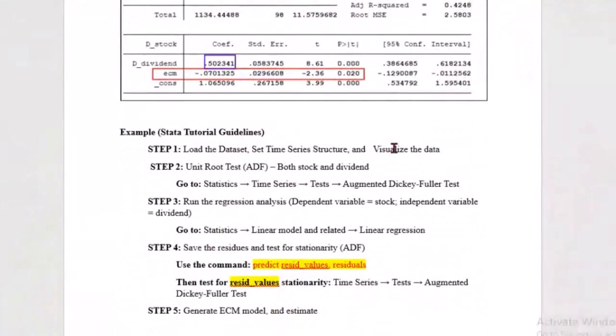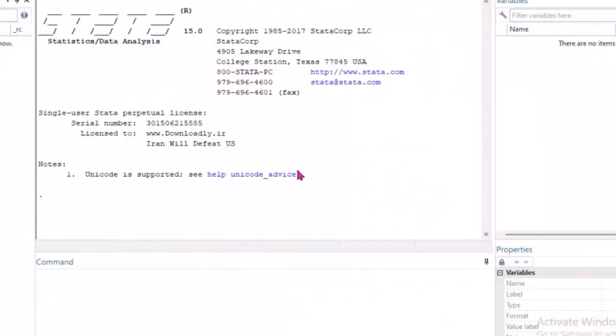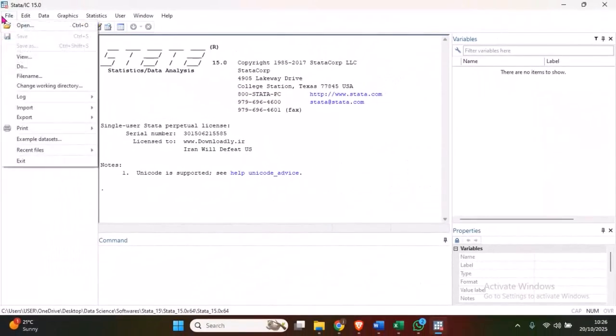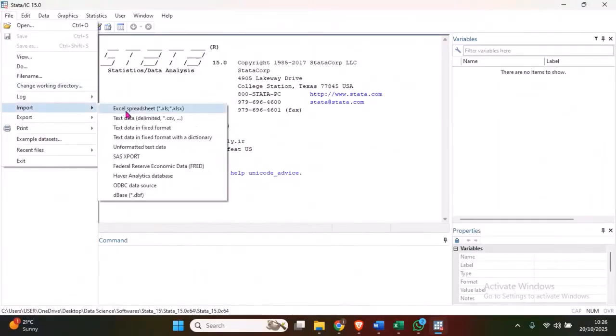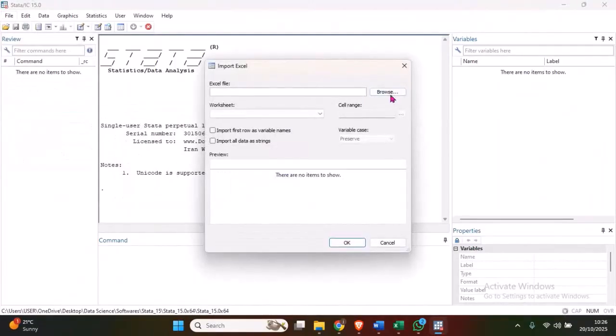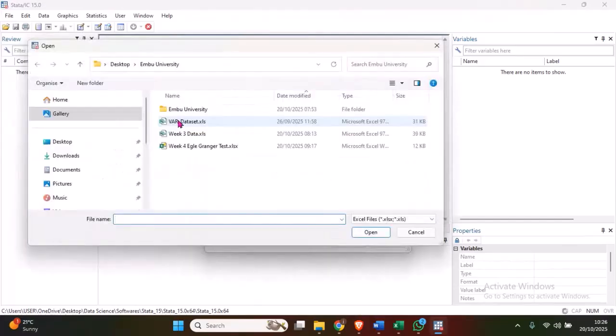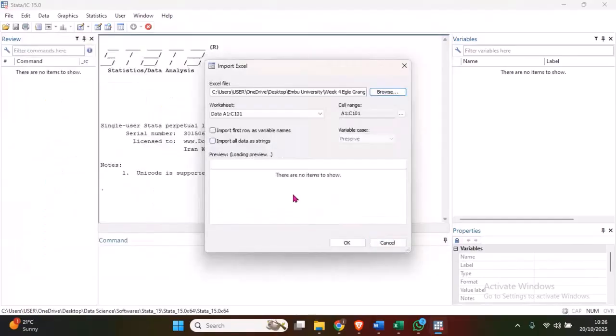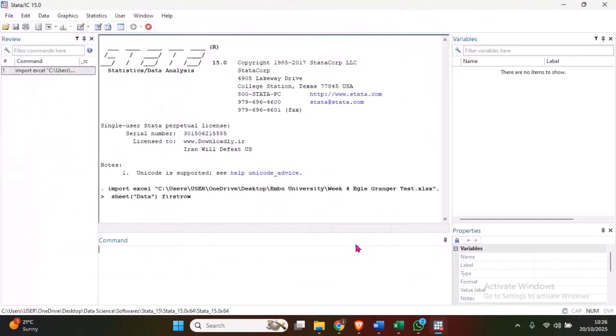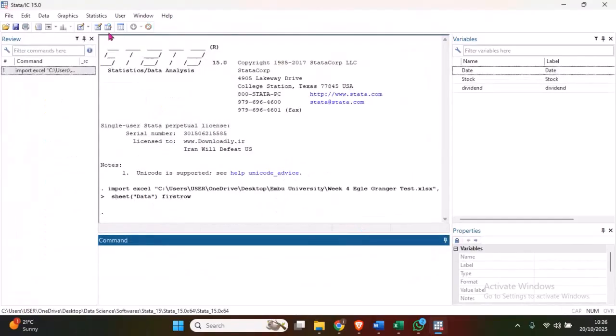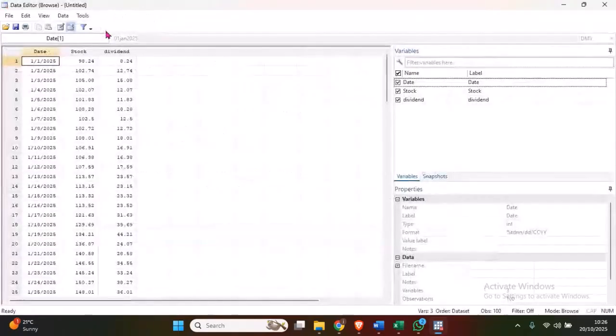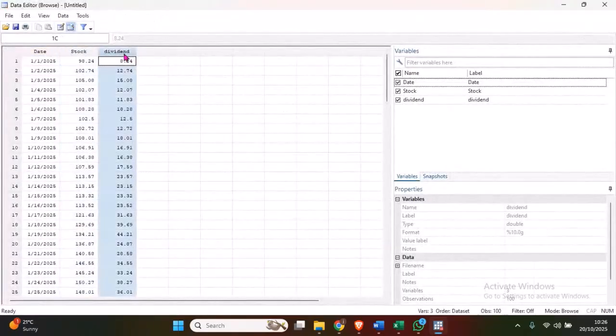So you can go to the analysis itself. So we import the data first. Browse. So this is week 4, Ego graduate test. So you see the variables that we have. We have two variables: stock and dividend for a period of 100 days.